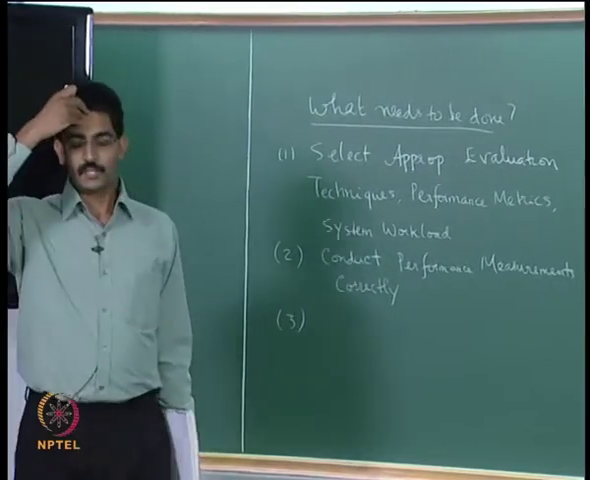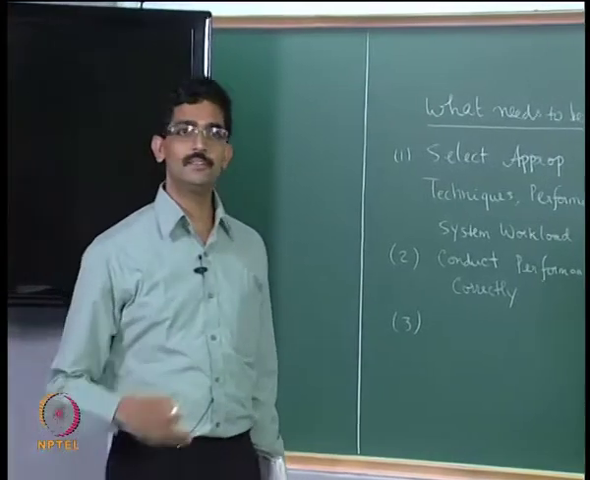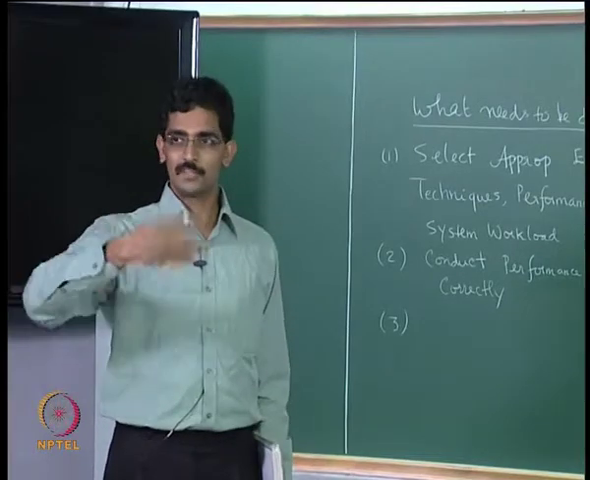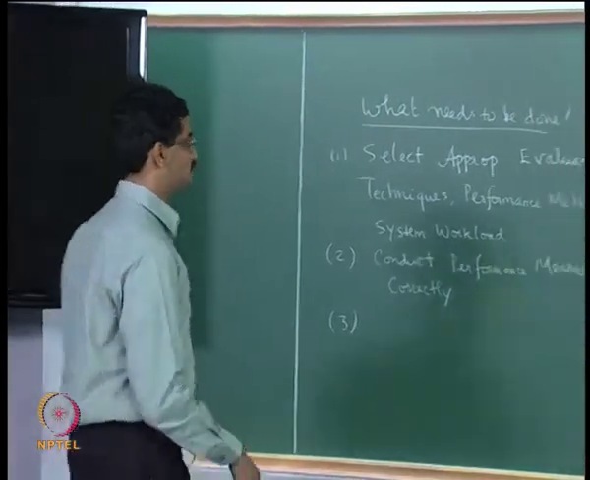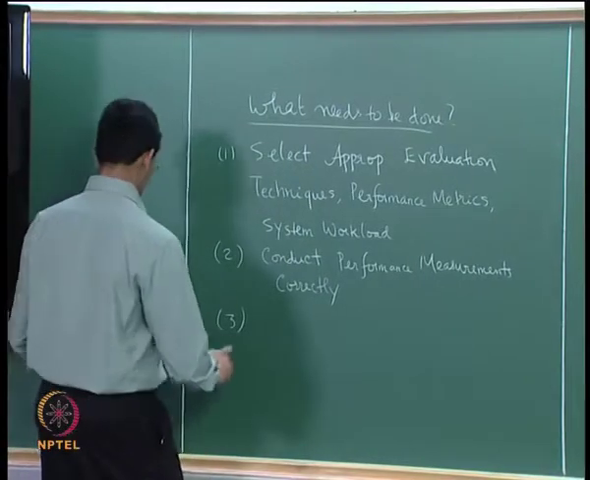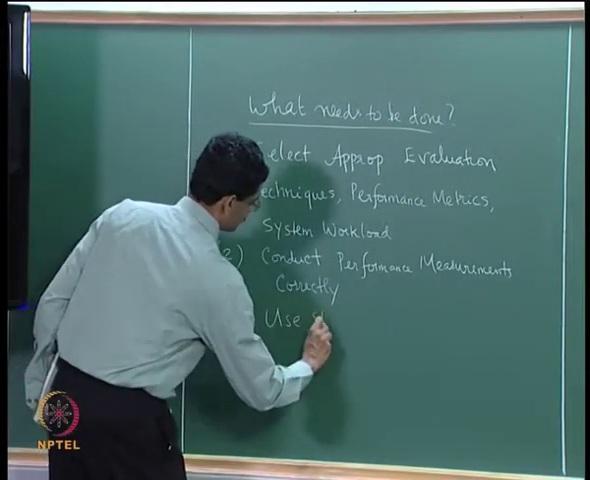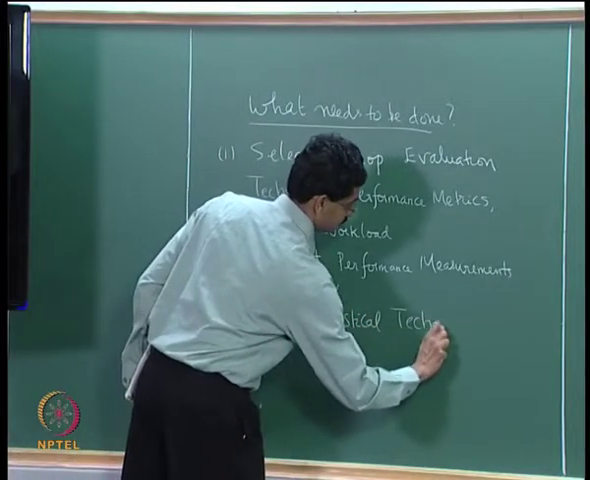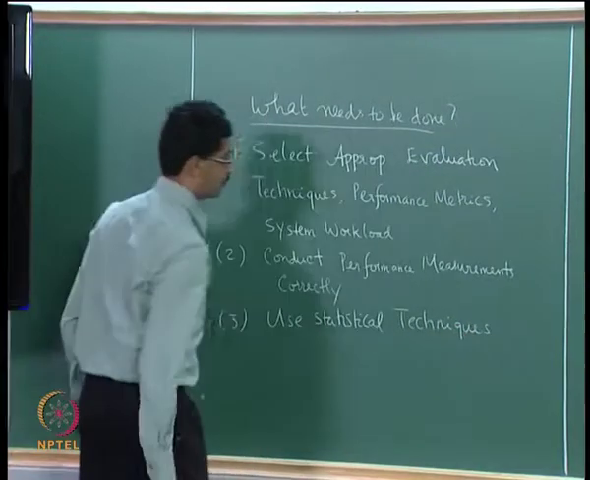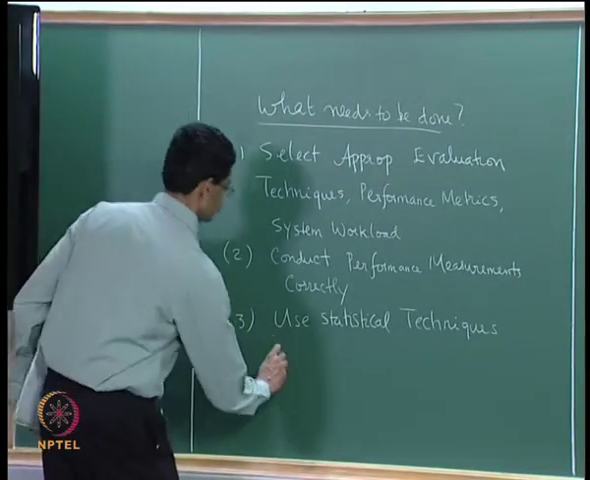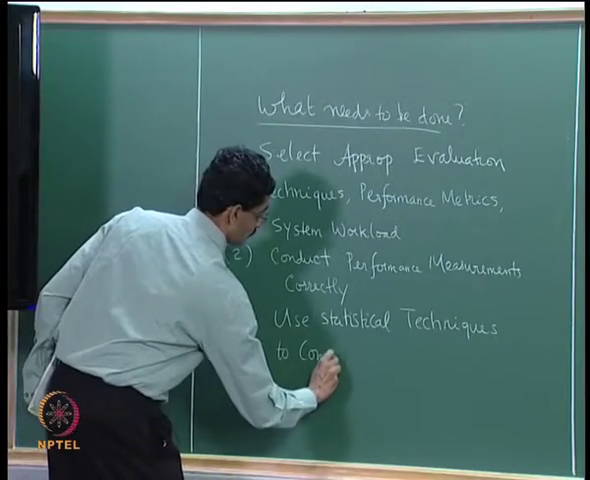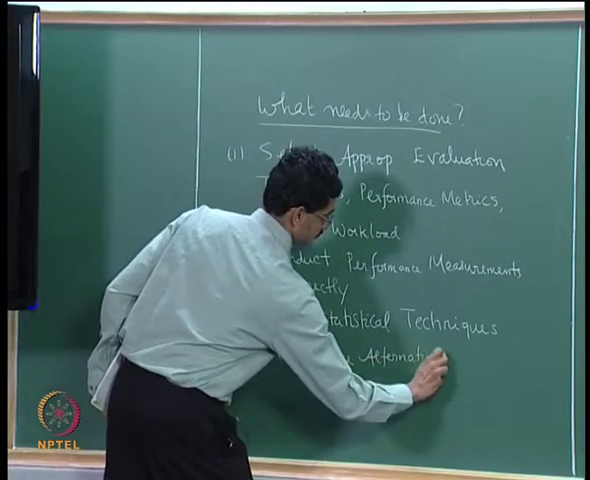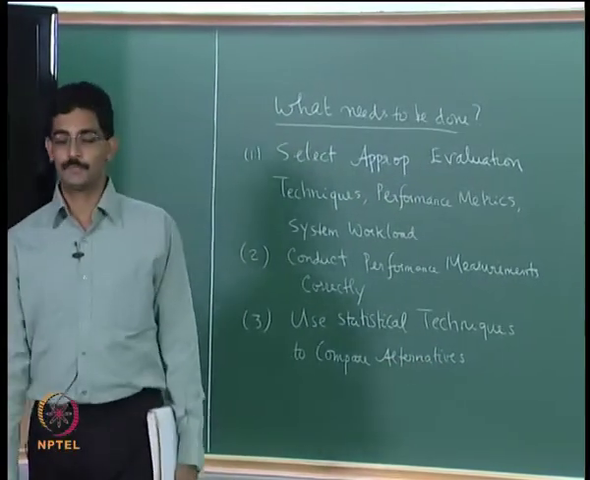Then once I get the metrics that I measure, you need to do some sort of statistical analysis, right. You simply can't say that system A is better than system B based on a few tests. So there has to be a little more rigor in the way that you compare two systems, and that is where you will have your use of statistical techniques to compare alternatives. Okay.